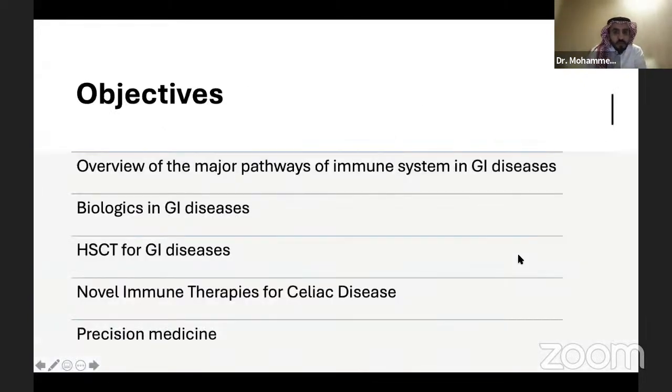I have nothing to disclose. My objective for this talk is, first, to give an overview of the major pathways of the immune system, regardless of the primary immune deficiency aspect. We'll talk about biologics in GI diseases, especially in IBD. We'll touch on the hematopoietic stem cell transplantation option for GI diseases. We'll talk a little about novel immune therapies for celiac disease and updates in upcoming research in celiac disease management. Then, at the end, we'll touch on precision medicine and the future of the healthcare system in general, and immunology specifically, in managing diseases.